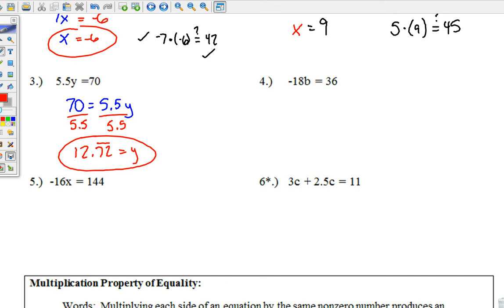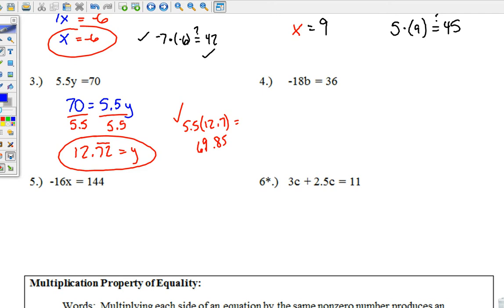If you do the check there, if you do 5.5 times 12.7, or 12.72, since you rounded it, you'll be a little bit off. But when we do 5.5 times 12.7, we get 69.85. And that's pretty close to the 70 that we were looking for. So that's okay. All right. Go ahead and try 4 and 5 on your own.